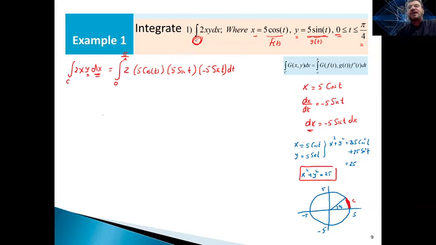All right. So now we can finish the integration. What do we have here? 5 times 5 is 25. Times 5 is 125. Times 2 is 250. And there's a minus. So this is minus 250 times the integration from 0 to pi over 4 of sine squared t cosine t dt.